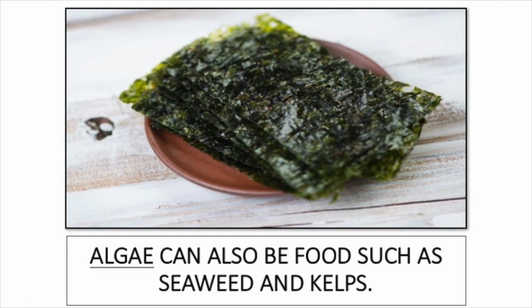And algae can also be food, such as seaweed and kelps. Yes, you see it in the picture here. Does anybody know what this is? Dried seaweed. Yes, we sometimes eat with sushi and other things. This originally was algae, like we see on the top of the river. But after we treat it and dry it out, it can be a food. Seaweed.